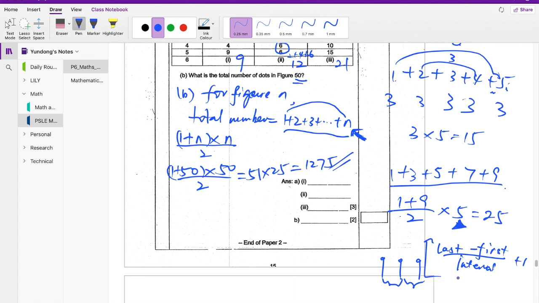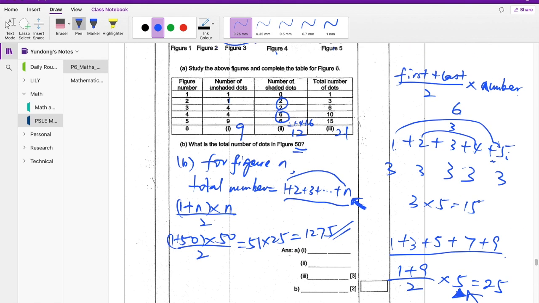What does this mean? For this example, 9 minus 1, so the total length is 8. Then from 1 to 3, 3 to 5, we consider each an interval, so each interval is 2. If I use 9 minus 1, the total distance, divided by 2, it means there are 4 gaps, 4 intervals. Then how many numbers? Each number we consider as a pin, so plus 1. That is 5 numbers. So it extends to other forms of the Gauss formula, and that is how we calculate the sum.